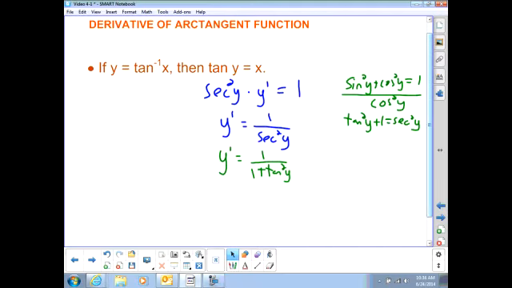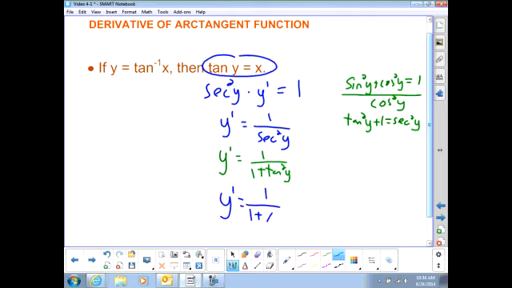So just like before, we do not yet have our derivative in terms of x. But we know that tan y is just equal to x. So therefore, this is really just 1 over 1 plus x squared, and that's because tan y was equal to x. Therefore, our derivative of inverse tan x is just 1 over 1 plus x squared.